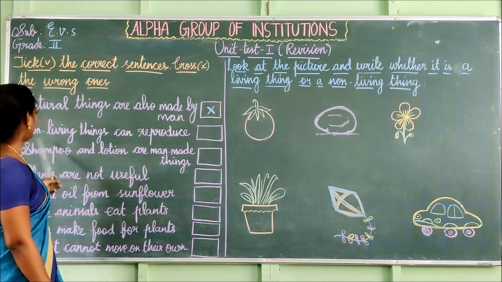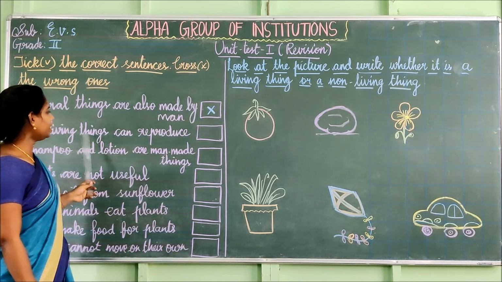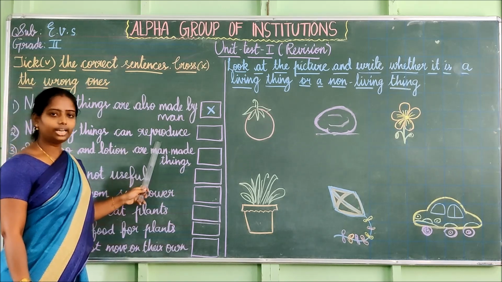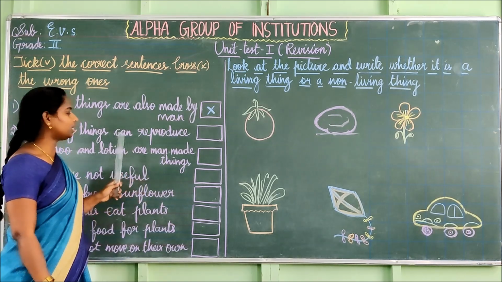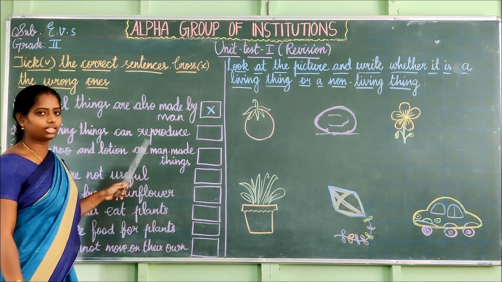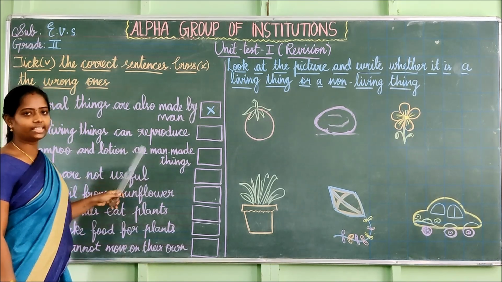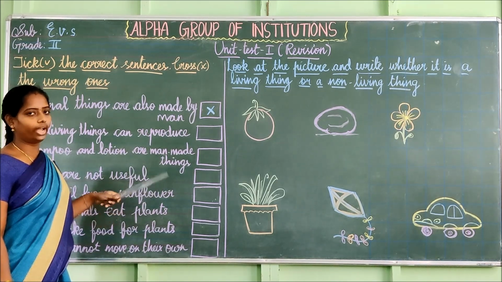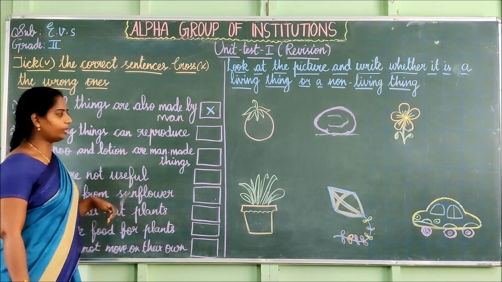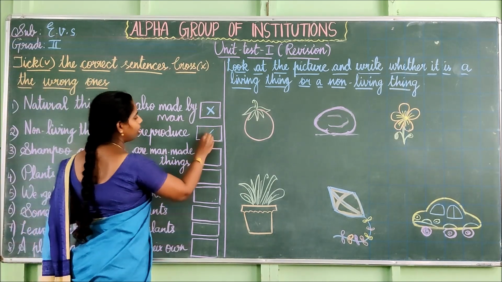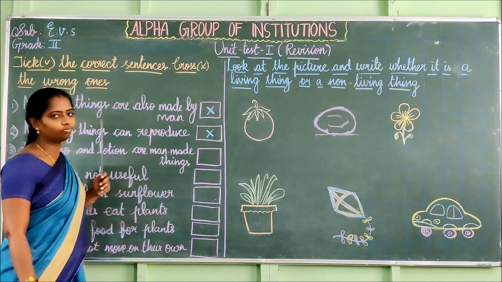Okay, children, second one. Non-living things can reproduce. Non-living things can reproduce, children. It is wrong, isn't it? Only living things can reproduce. It is also a wrong statement. So you have to put a wrong mark in the given box.